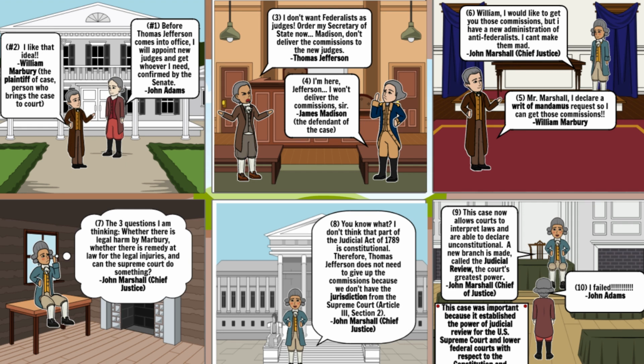So in the next clip, we see a brief overview of what comes with judicial review. This is the Chief of Justice questioning whether there is legal harm to Marbury, if there's a remedy in the law for the legal injuries, and can the Supreme Court do anything? Then in the next clip, the Chief Justice, John Marshall, again states that the Judiciary Act of 1789 is unconstitutional, stating that Thomas Jefferson does not need to give up the commissions because they don't have jurisdiction from the Supreme Court. Then in the last scene, we see John Marshall and John Adams. Basically, John Adams is saying that he failed. But the Chief of Justice says that with judicial review, it's unconstitutional to hand out these commissions.